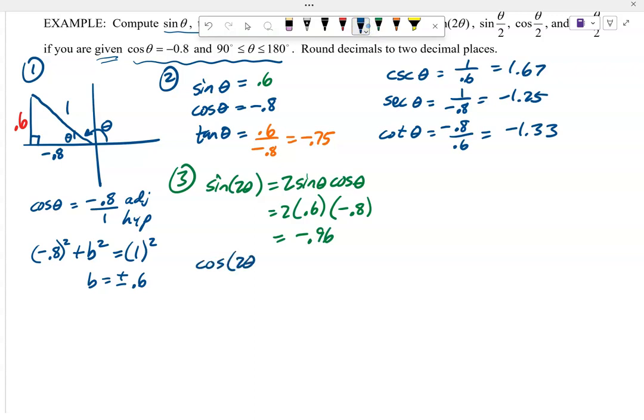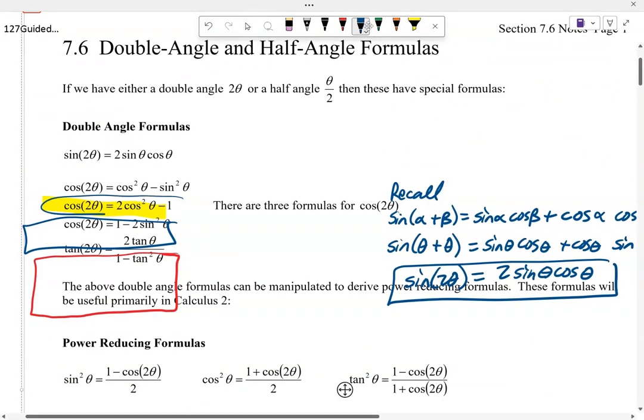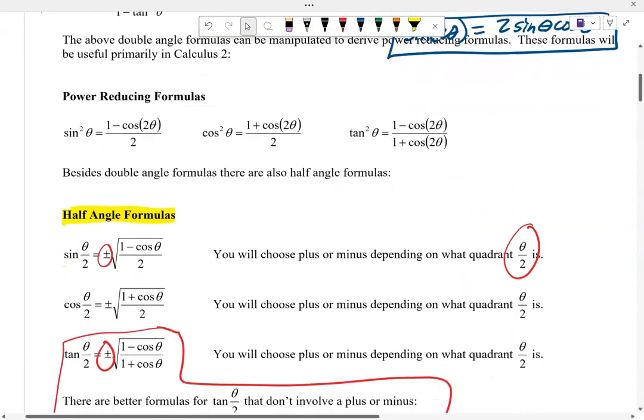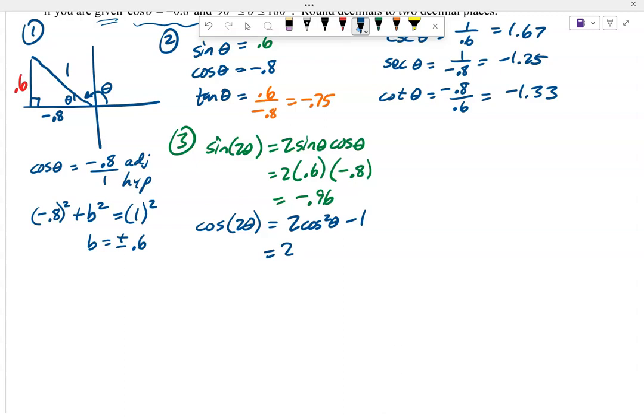And I look up here. I can use any of those 3 formulas I have. I'm going to use the 2 cosine squared theta minus 1. I'll use the second one. So we got 2 cosine theta squared. Remember, our cosine theta is negative 0.8, but the cosine theta is being squared. And so 2 times 0.64 minus 1, I got 0.28, looks like, if I punch that in.